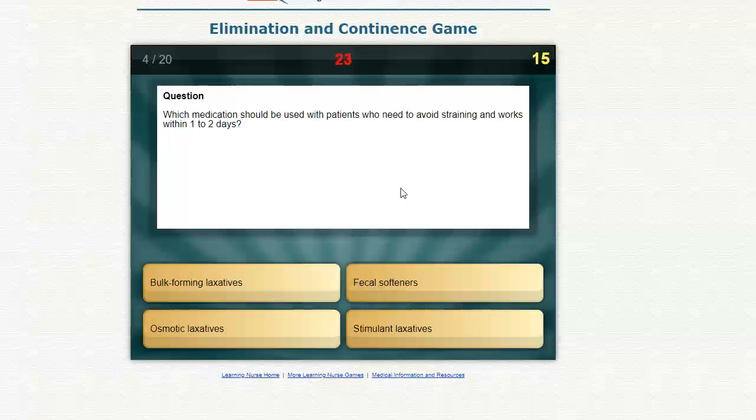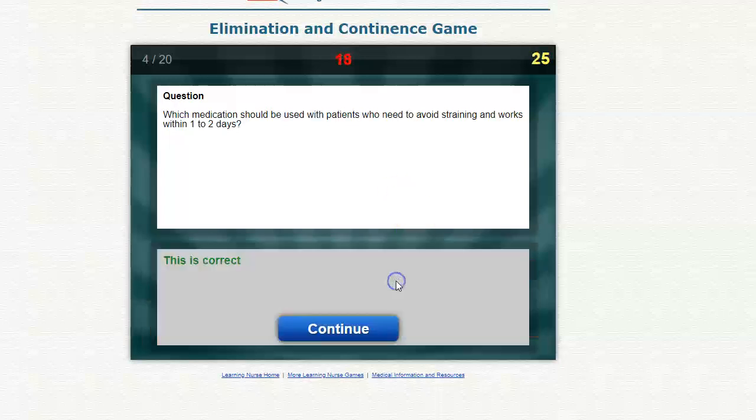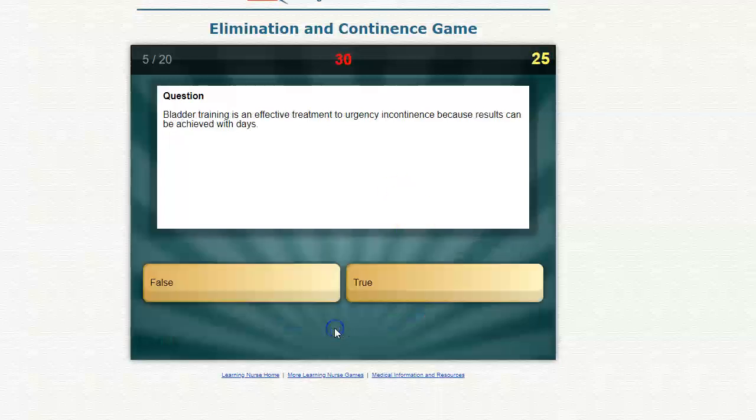Which medication should be used with patients who need to avoid straining and work within 1 to 2 days? I'll let you guys think about the answer. I'm going to choose fecal softeners, and that's the answer.